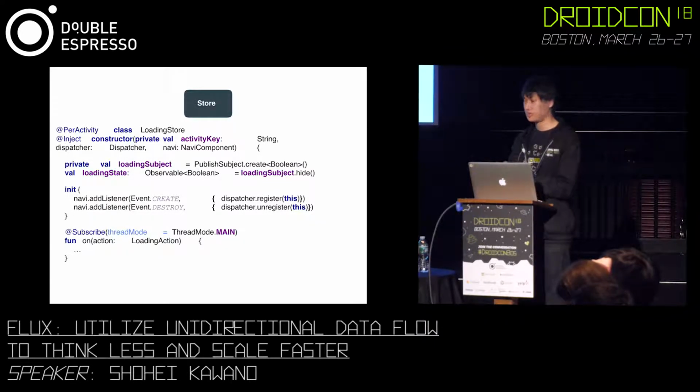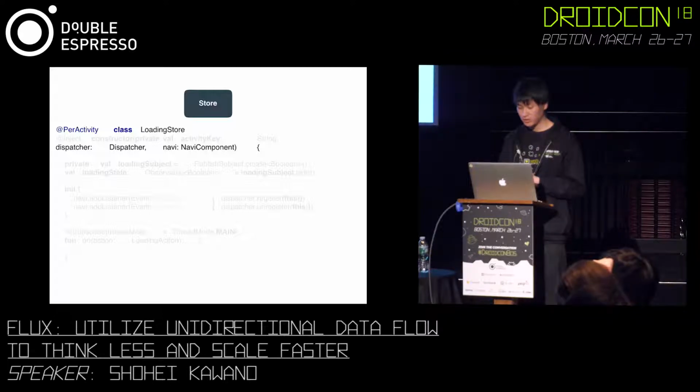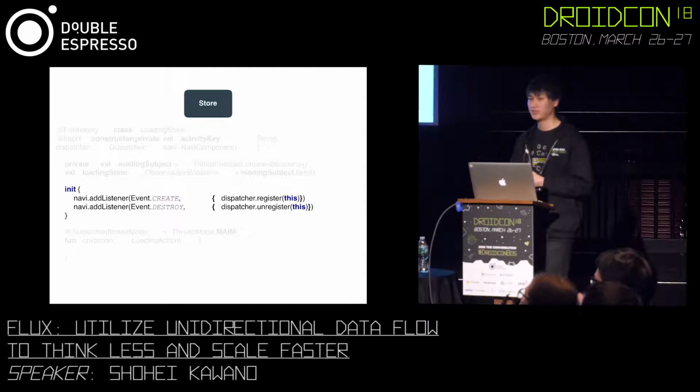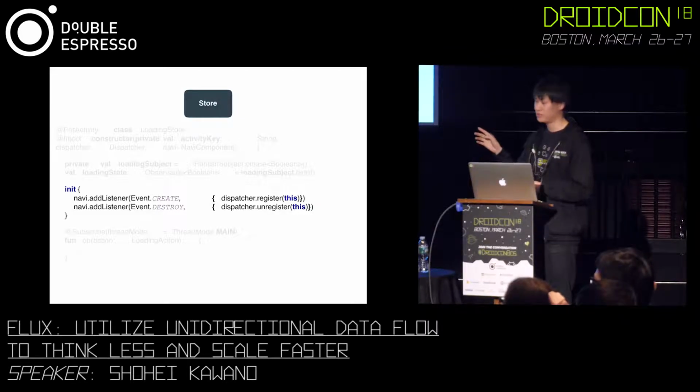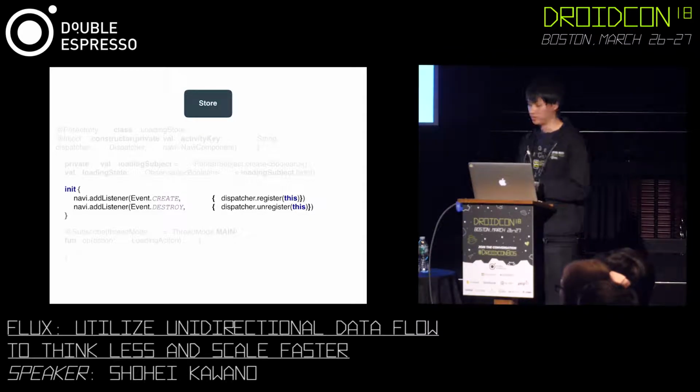Let's take a look at this code from the top. Inside the constructor, we have the dispatcher and a so-called navi component, which is there to register what to do in a specified lifecycle event. This is just like the Architecture Components lifecycle. Inside the init function, we add what to do in certain lifecycle events. In this case, on create, we register the store into the dispatcher, and on destroy, we unregister the store from the dispatcher.